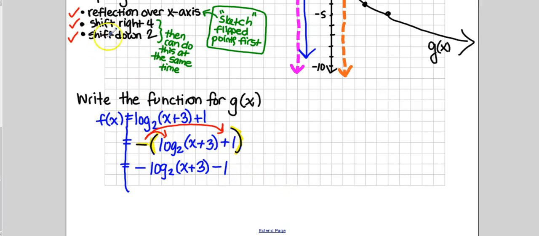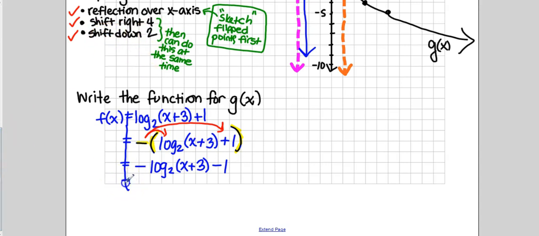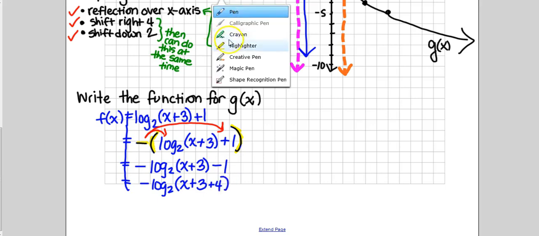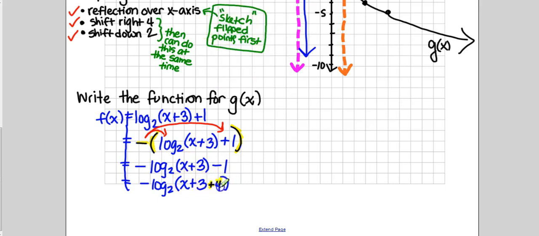Now we can take care of a shift right 4 and a shift down 2 at the same time. So negative log base 2. Shifting right 4 occurs inside the argument. So that's going to be plus 3 plus 4. Shifting right 4 is a positive 4. Let's highlight our transformation. The minus 1 is still here on the outside. And then shifting down 2 means minus 2. That will be on the outside.